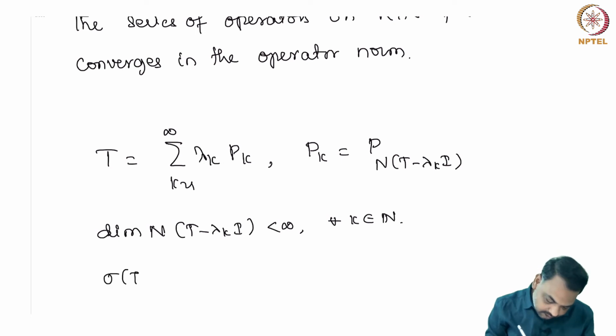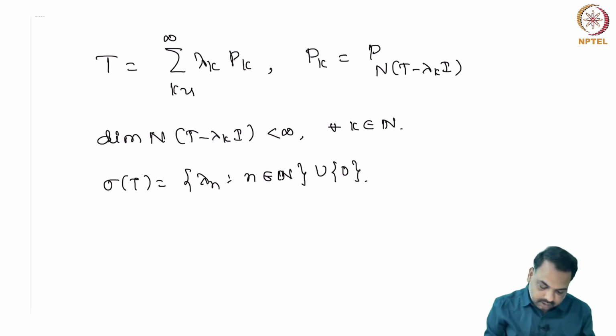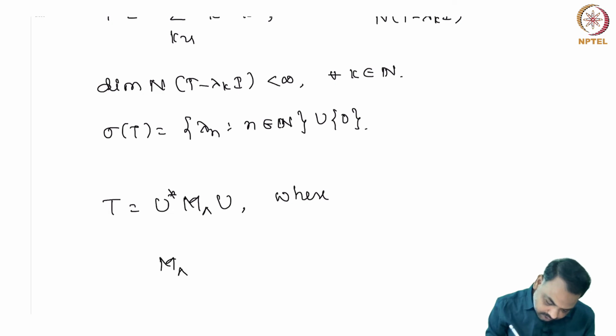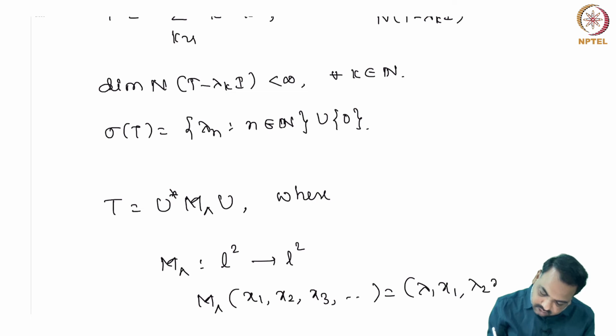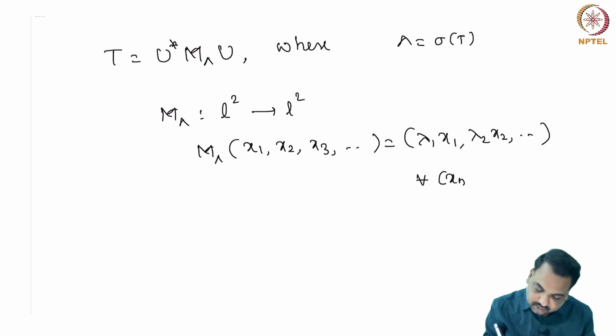And the spectrum of T in this case also is exactly the set of all lambda n, n in N, union 0. And we can also say that T is unitarily equivalent to a multiplication operator as in the earlier case. So T can be written as U star M lambda U, where M lambda is a multiplication operator on L2 defined by M lambda of (x1, x2, x3, ...) is mapped to (lambda 1 x1, lambda 2 x2, ...), and so on. Here lambda n is exactly the spectrum of T, converging to 0. So this is for every (xn) in L2.